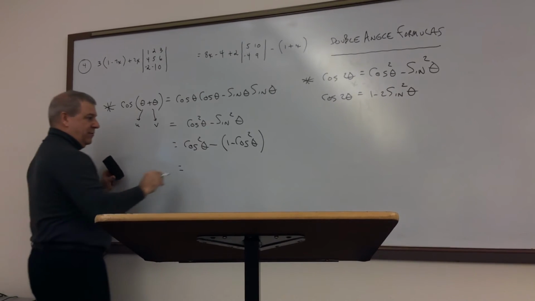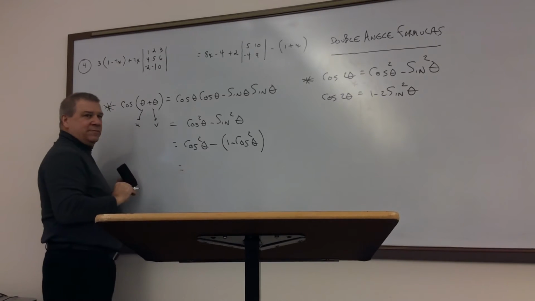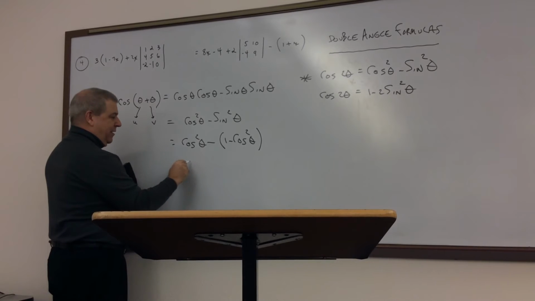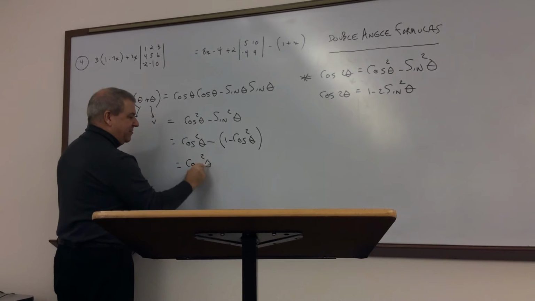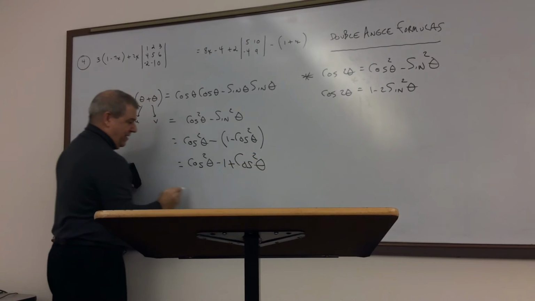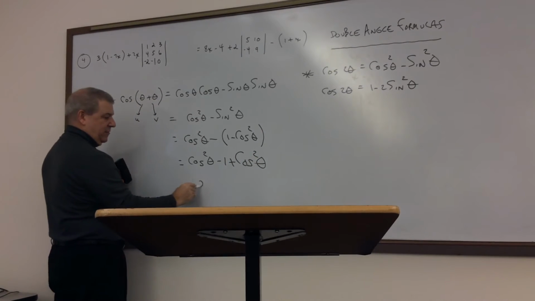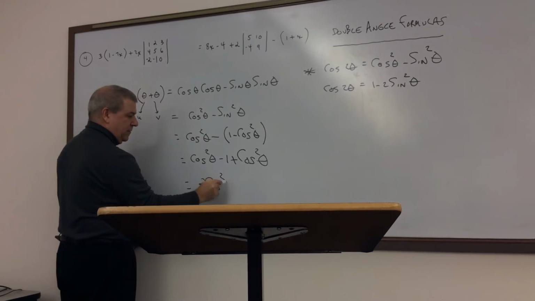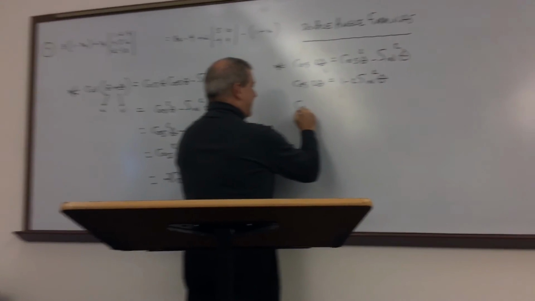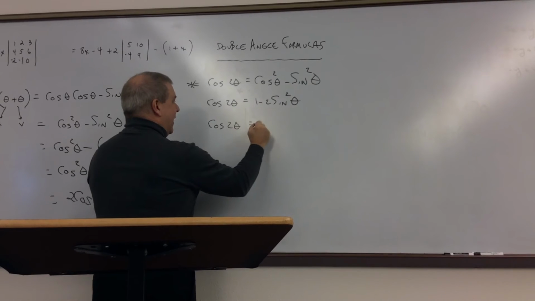David? Would it be cosine squared theta? Add like terms. Dave, let me just do this. Flip the signs. And then what did you just say? 2 cosine squared theta minus 1. That's another alternate form over here for a double angle.